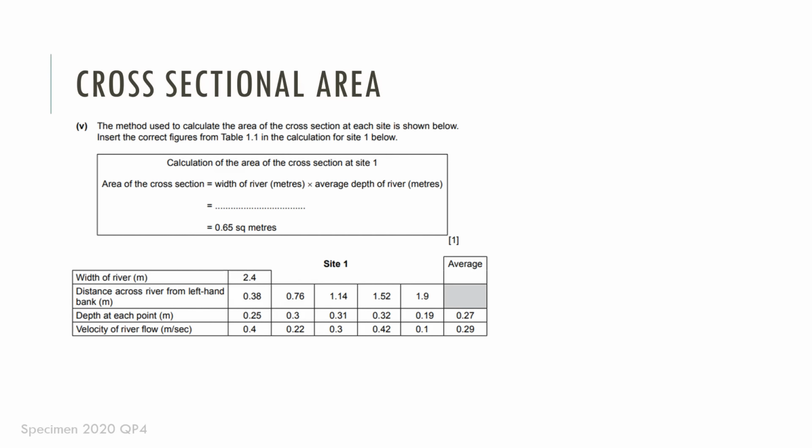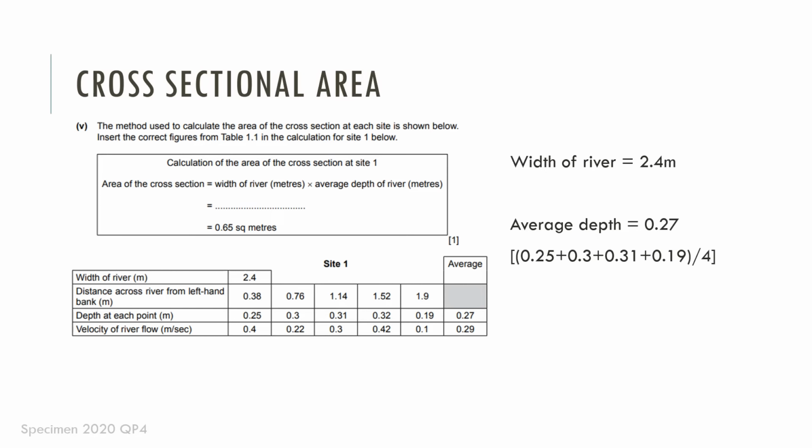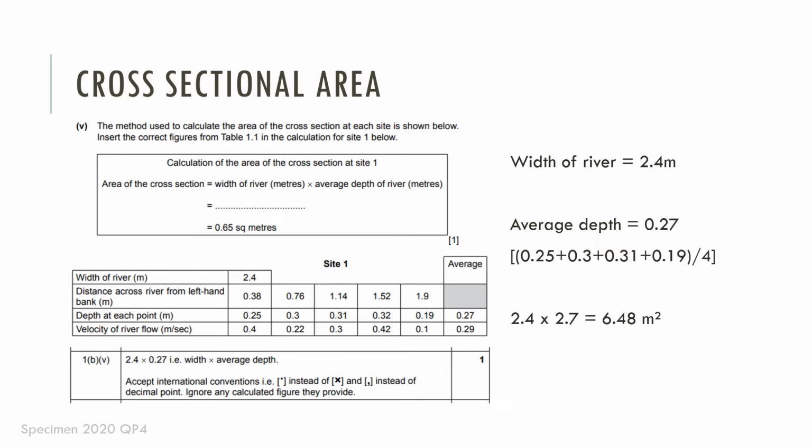Okay, cross-sectional area. We said it's when you have to multiply the width of the river by the average depth. So here the width of the river is 2.4, the average depth is 0.27. Then I got that by doing all that. Times the 2 together, 6.48, and again the mark scheme is there.